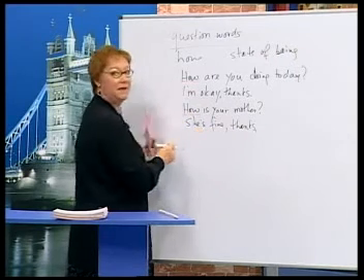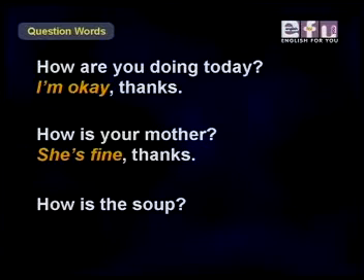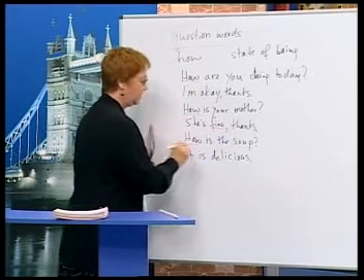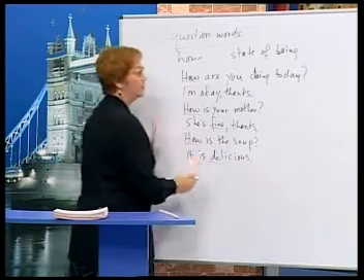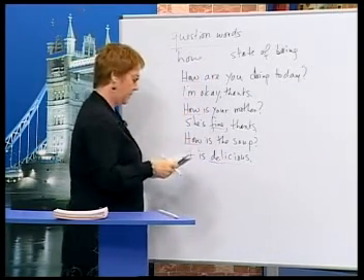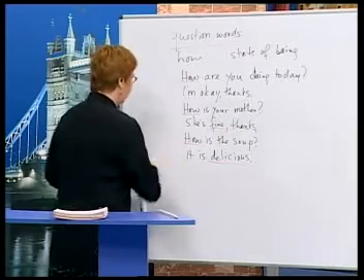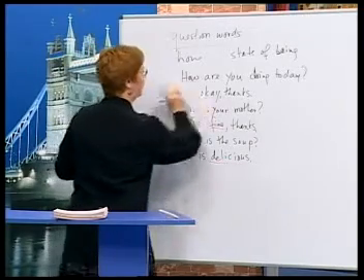And how is the soup? It is delicious. Okay? How is the soup? It is delicious. So this is how for state of being. Now another how is for distance.